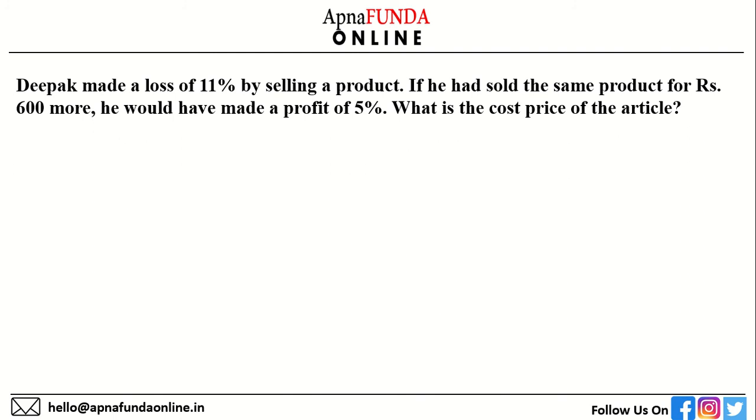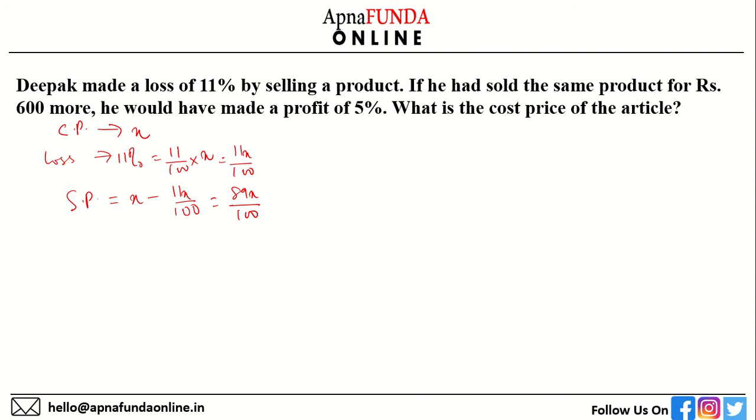Such questions will require certain calculations. So in this case, let us assume the cost price to be X. Now, firstly, there is a loss of 11%. So that is 11% of X, which is 11X by 100. So selling price becomes X minus 11X by 100. I hope you're able to follow. X is the cost price. Loss is 11X by 100. When we subtract both of them, we get our selling price as 89X by 100.